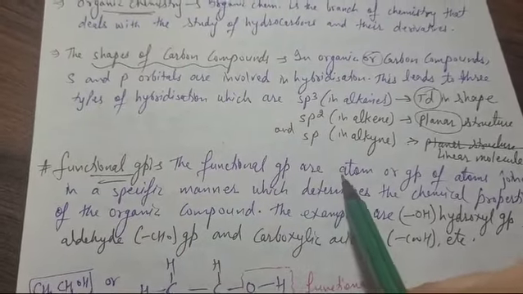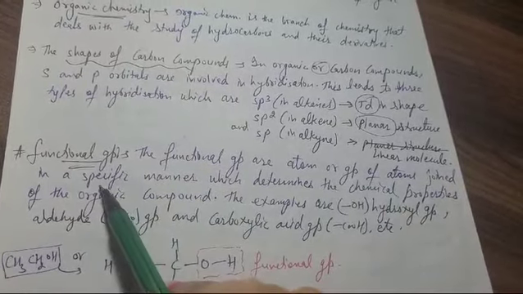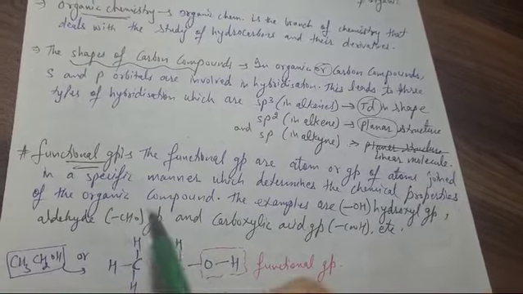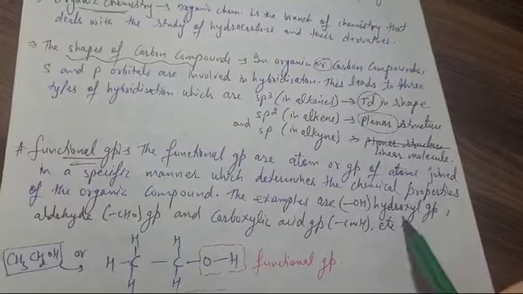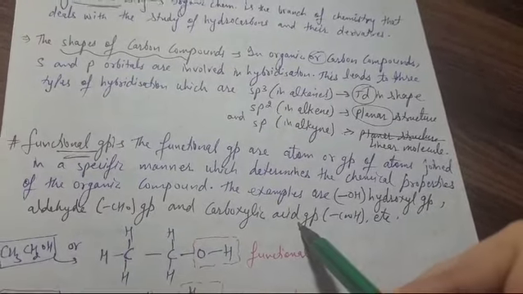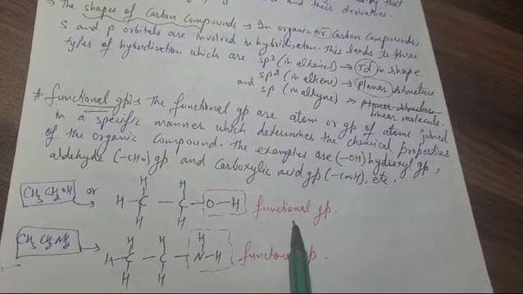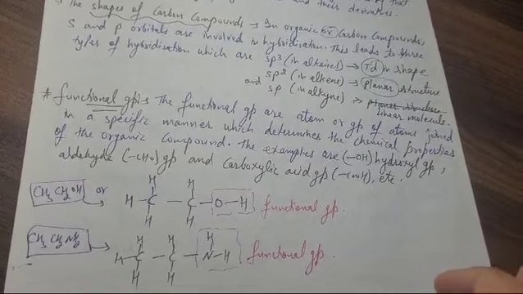Functional group. The functional groups are atoms or groups of atoms joined in a specific manner which determine the chemical properties of the organic compound. The examples are hydroxyl group, aldehyde group, carboxylic acid group, etc. Here is the example CH3CH2OH. Here OH acts as a functional group, and in this example NH2 is the functional group.